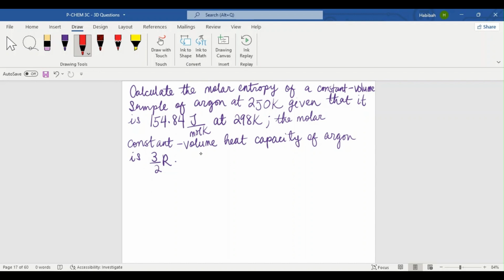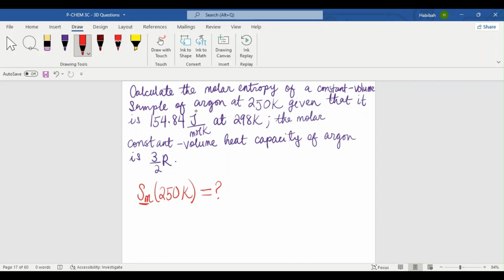The first thing you have to do is, of course, write out your parameters. We're told to calculate the molar entropy of a constant volume sample of argon at 250 Kelvin. So really what we're looking for is the molar entropy, which is S_M, or you can just say S, of a constant volume sample of argon at 250 Kelvin. So this is what we're looking for.